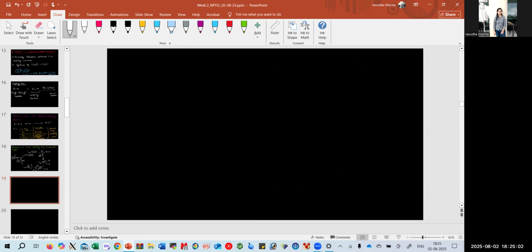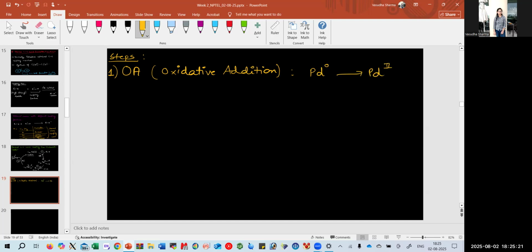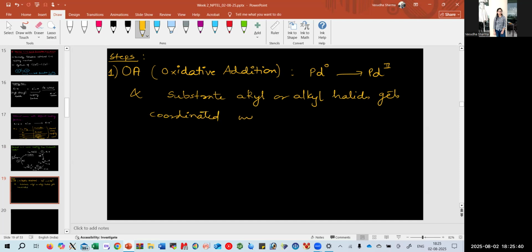So here we have the first step, which is called oxidative addition, where palladium(0) goes to the palladium(+2) state, and the substrate, aryl or alkyl halide, gets coordinated with palladium.